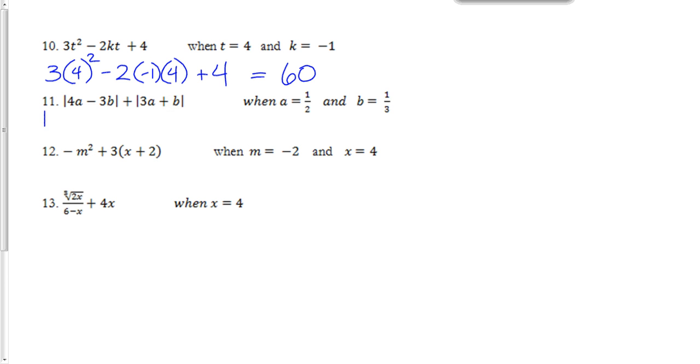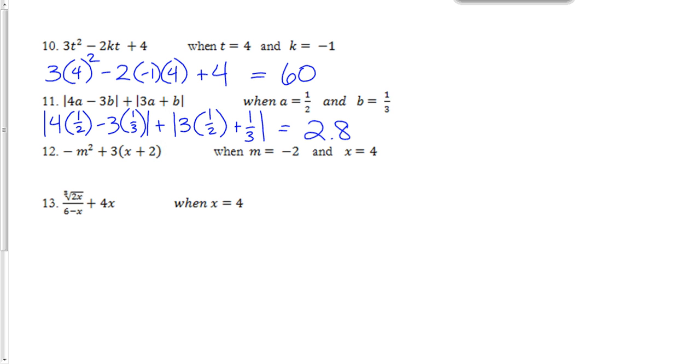In 11, we have the absolute value of 4 times 1/2 minus 3 times 1/3 plus the absolute value of 3 times 1/2 plus 1/3. You could report your answer here as a decimal, as 2.83 repeating, or you could report it as a fraction, which would be 17/6.